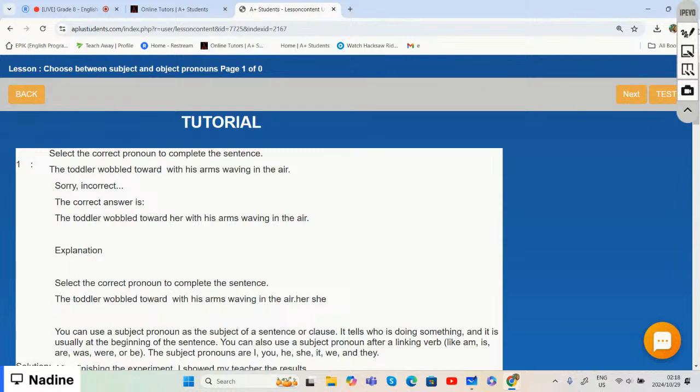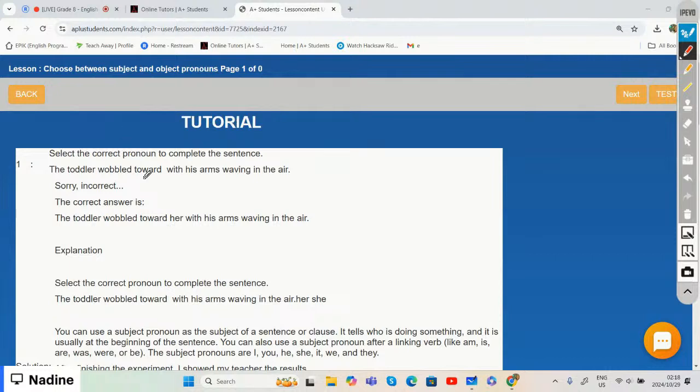And if we were to select the correct word that must go in there, the pronoun, then we can say the toddler wobbled toward her with his arms waving in the air. Her. Could have been her or it could have been me, but that is an object pronoun. That's an object pronoun.